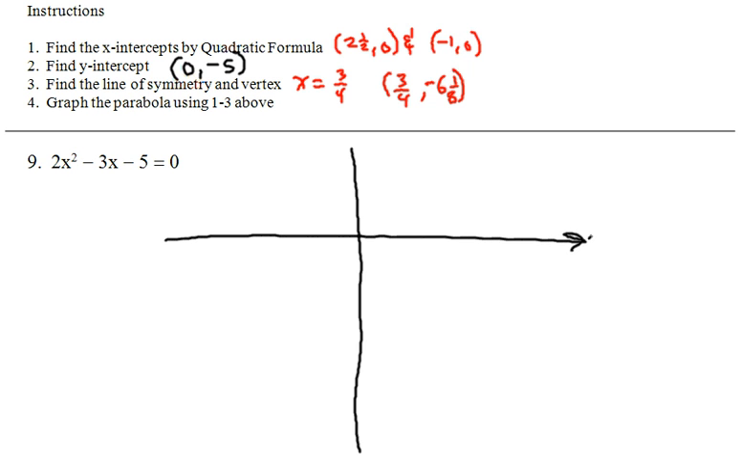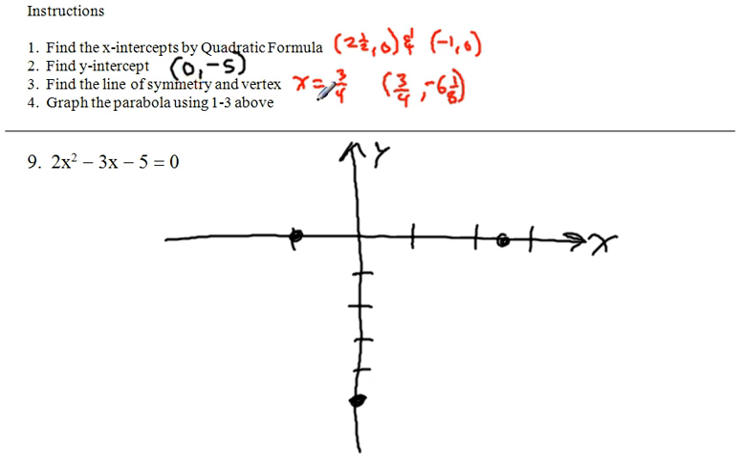Alright, there's an XY axis right there. Let's see. X-intercepts are at 2.5 comma 0, so 1, 2, 3. 2.5 would be right there. Negative 1 comma 0 would be right there. Y-intercept was at 0, negative 5, so 0, negative 1, 2, 3, 4, negative 5 would be here.